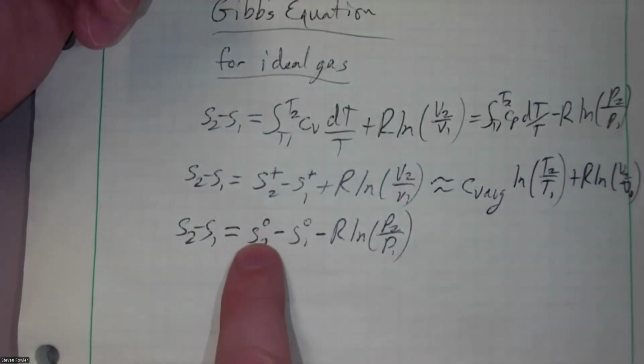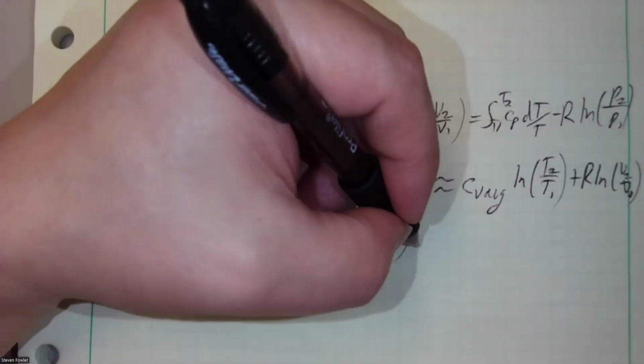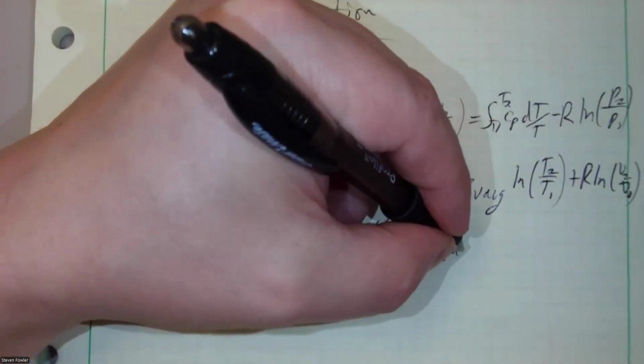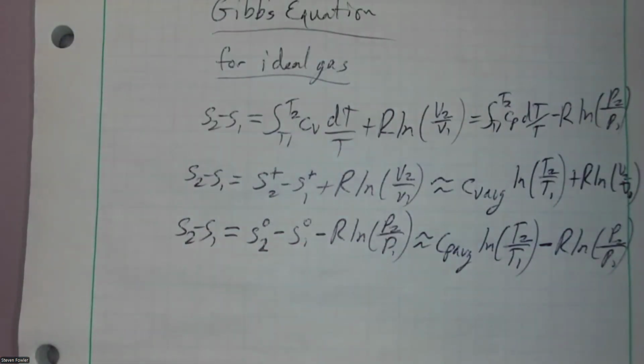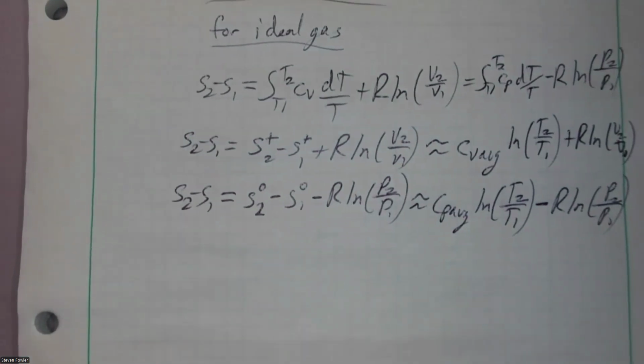Instead of using these table properties, I can approximate this with C sub P at the average temperature times the natural log of the ratio of temperatures. And this one still has the minus R ln P2 over P1. Either of these work.